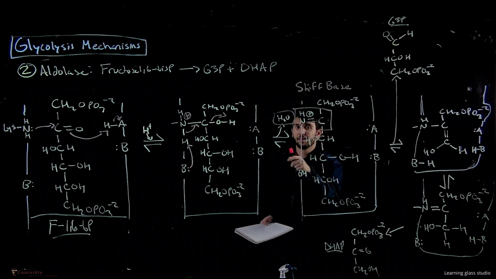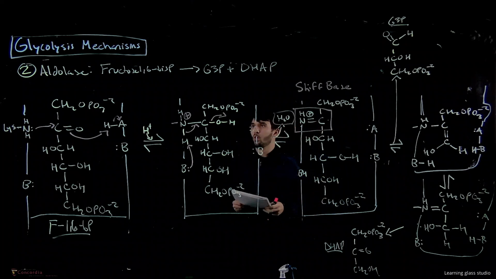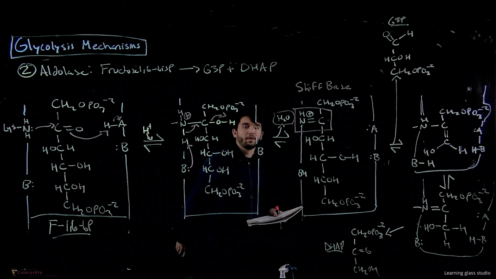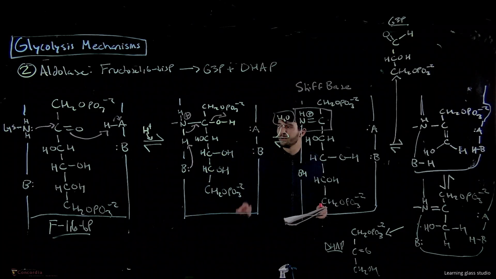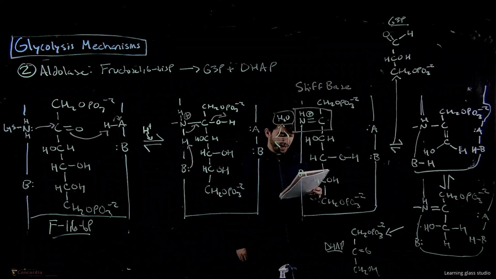So steps 1 and 2 are to form the Schiff base. The reason why we can't do this with glucose and why we have to do this with fructose is because we need the carbonyl on carbon 2 in order to form this Schiff base. So you need the carbonyl on carbon 2 to make a Schiff base. The carbonyl on carbon 2 only exists in fructose. It does not exist in glucose. Thus, this reaction cannot happen with glucose. Okay? And this is all general acid-base catalysis, as per usual.